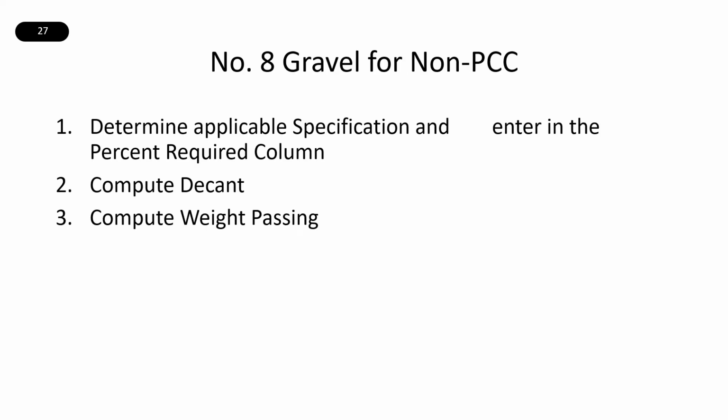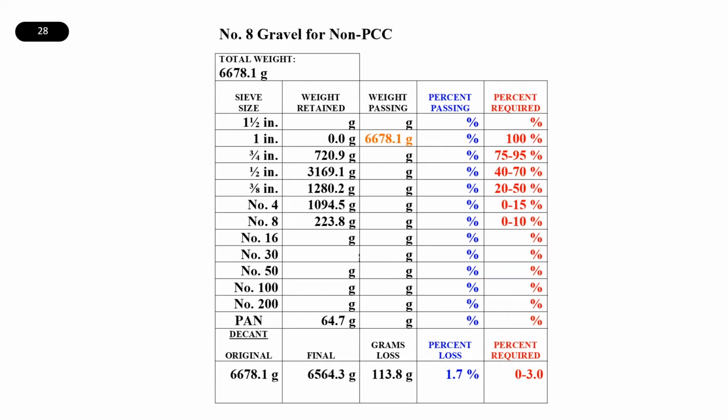Step 3 begins the process of calculating gradation by computing the weight passing for each sieve. You are given the weight retained on each applicable sieve after gradation testing. Use the weight retained to calculate the weight passing each sieve. The starting dry weight of 6678.1 minus the weight retained on the 1-inch sieve of 0 grams equals the weight passing the 1-inch sieve of 6678.1 grams.